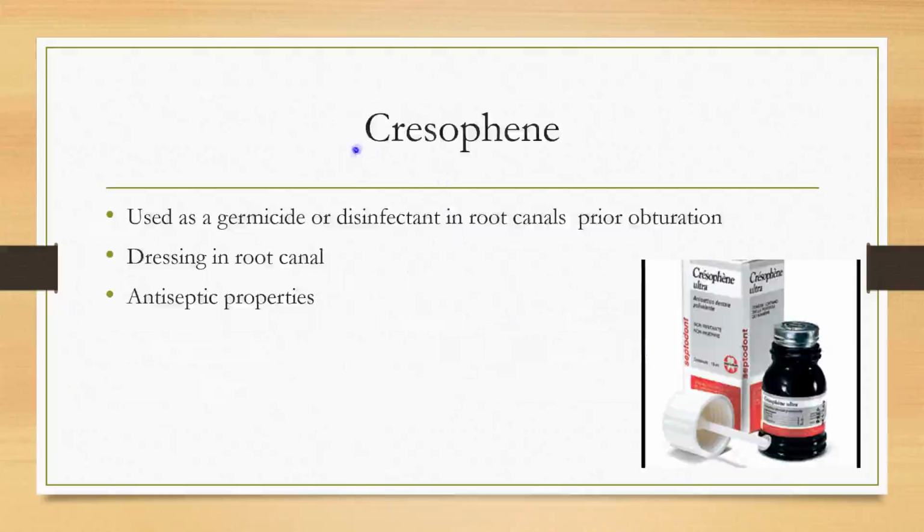Another one, which is the most common, is Cresofen or Formocresin. It depends on the brand name. The most common one we use is Cresofen. It's used as a germicide or disinfectant in the root canal prior to obturation. So before obturation, we use this Cresofen. It's also used as a dressing in the root canal and has antiseptic properties.